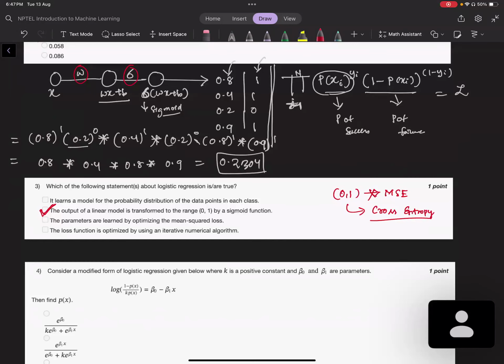Okay. And cross entropy for a binary classification problem, you use binary cross entropy. So this one is not correct, because we're eliminating the easy ones. The third one is it learns a model for the probability distribution of the data points in each. So the LDA does that. The LDA learns a model for the probability distribution of the data, but not regression. What regression models learn is this non-linearity on top of this linear model.